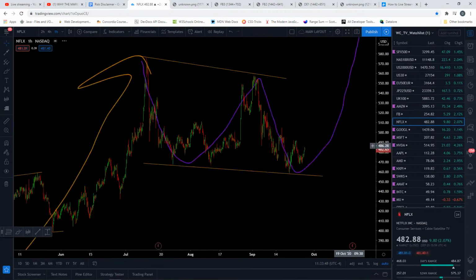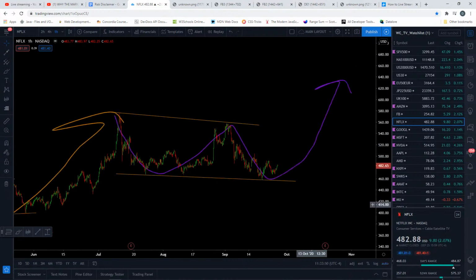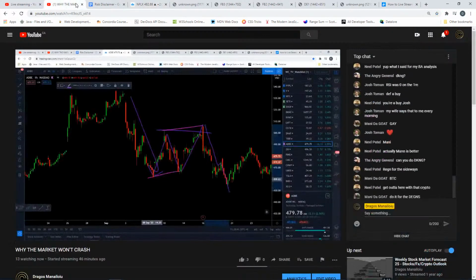Netflix. Like I was saying, this is a very good pattern. I think they're gonna kill it on ER because it's been a long time since we had a Netflix earnings that was really good. So this one should be it, and it can go really high. I think Netflix can go to 800 pretty easily. So yeah.